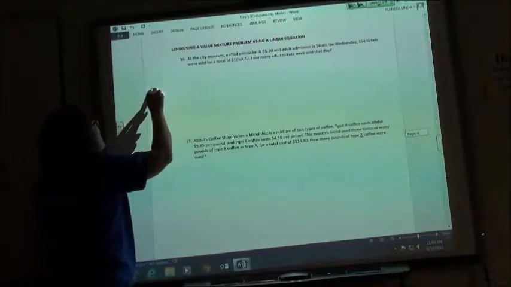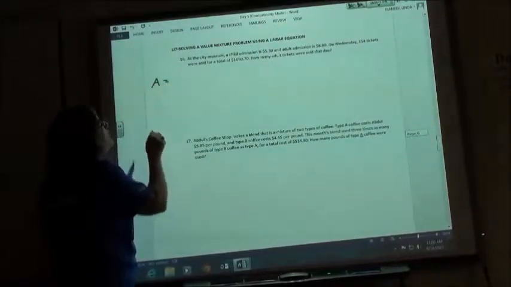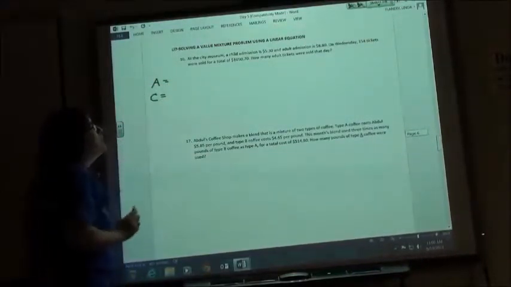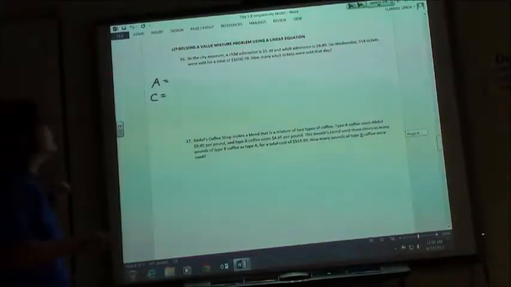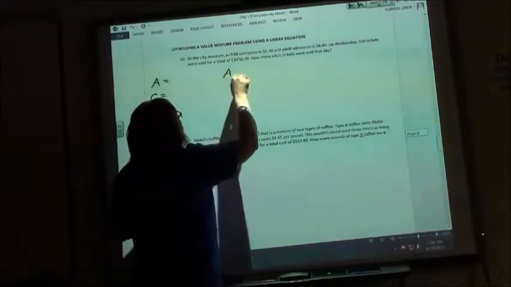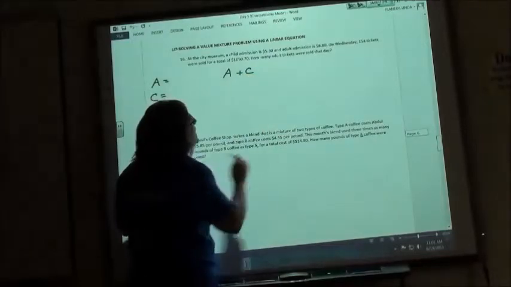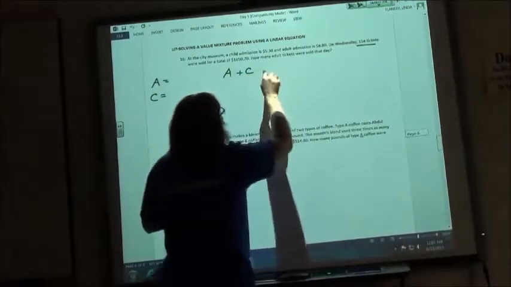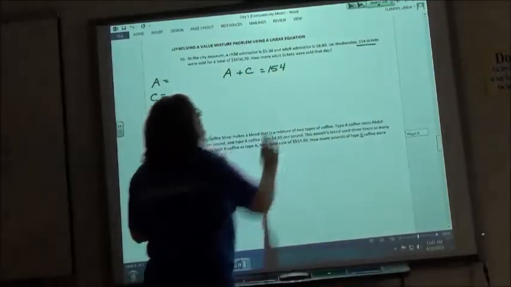So A is going to be my number of adult tickets. C is my number of children's tickets. So two equations. One has to do with the money. One has to do with the number of tickets. My first equation, I'm just going to have the number of tickets because that's what my question says. How many adult tickets? My number of adult tickets plus my number of children's tickets was 154 tickets altogether.